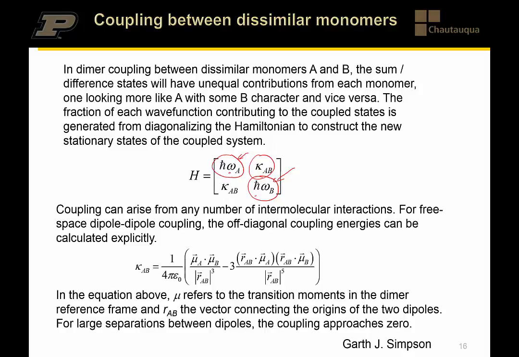And so if we then diagonalize this Hamiltonian, we should come up with wave functions that take into account the different contributions of A and B based on the magnitude of the coupling and the relative energies between A and B. So what's kappa? Well, it can really describe any number of interactions. We'll just consider by far the simplest one, which is free space dipole-dipole coupling. If you've got a permanent dipole for A and a permanent dipole for B, then the energy associated with that dipole-dipole interaction is given by this expression. And that's just based on geometry. As long as you know the relative distances and orientations of those two transition moments, it's fairly straightforward to analytically calculate what kappa should be for any two dissimilar monomers.